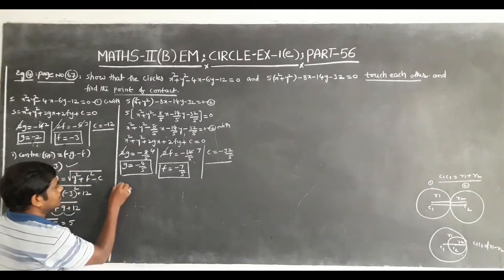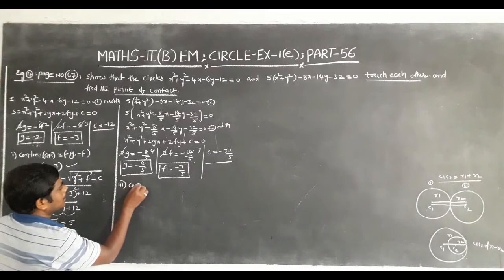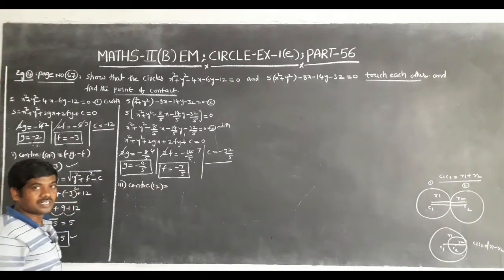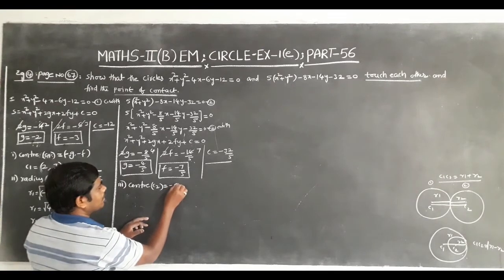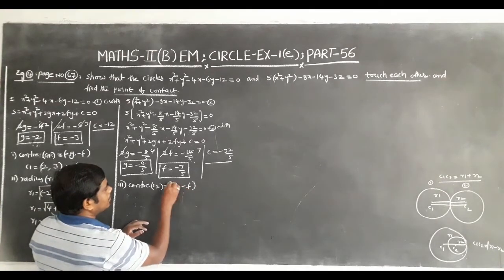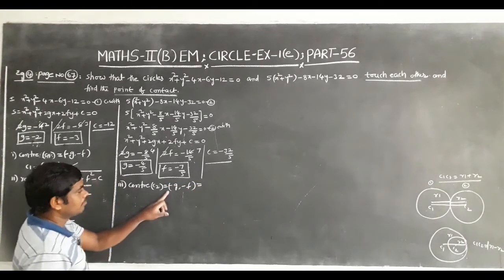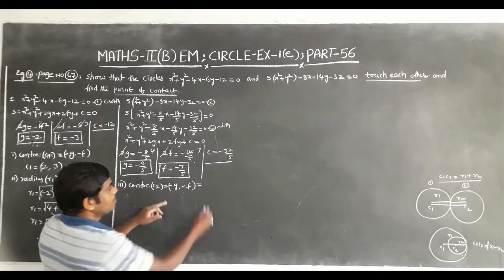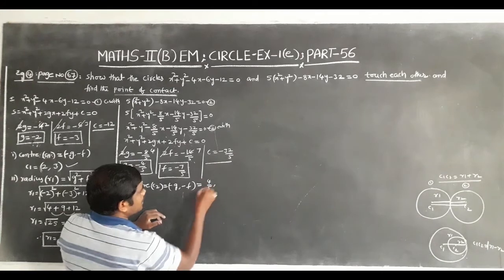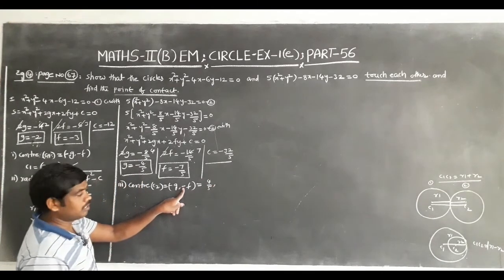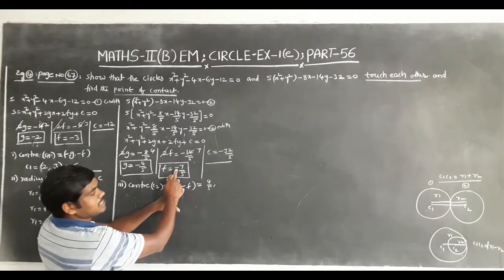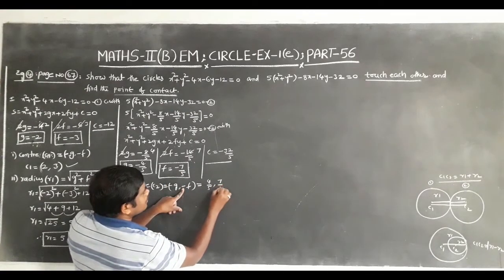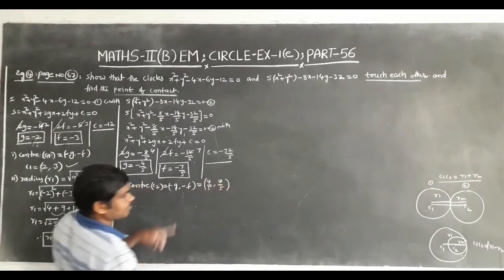Again find the center and radius of the second circle. Center formula: minus g comma minus f. G is equal to minus 4 by 5, minus into minus plus 4 by 5 comma minus f. F is equal to minus 7 by 5, minus into minus plus 7 by 5.